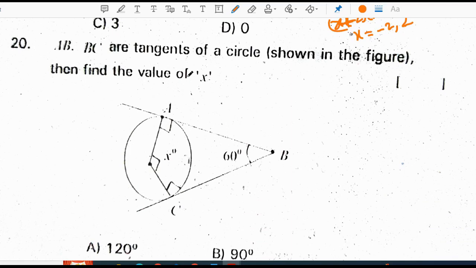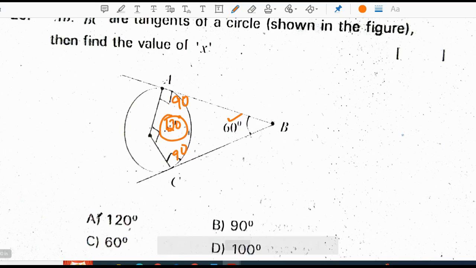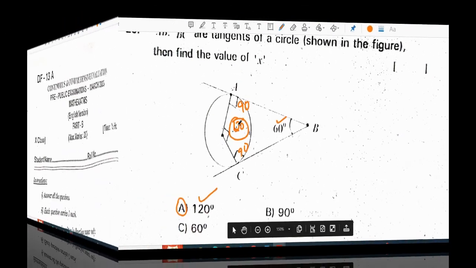AB, BC are tangents of a circle, then find the value of x. If it is 60, this one will be 120 degrees because sum of four angles in a quadrilateral should be equal to 360. Angle A and angle C is 90 because radius and tangents are always perpendicular to each other. So angle x is 120 degrees. Correct option for 20th question is option A, 120 degrees.